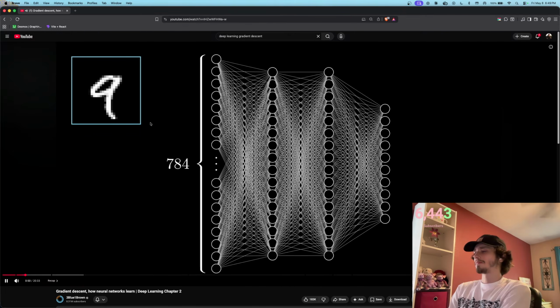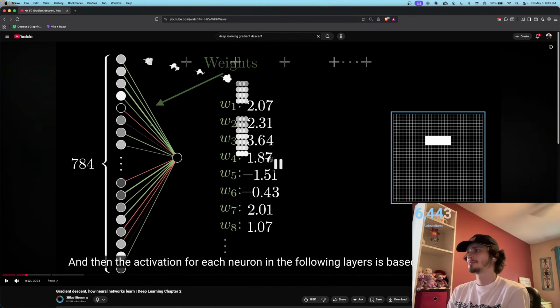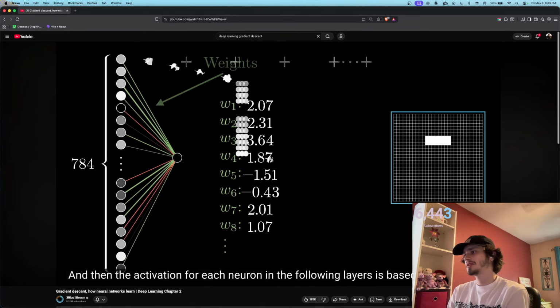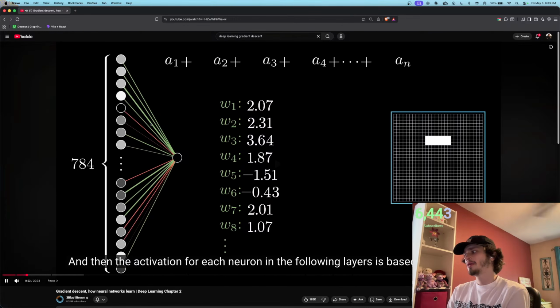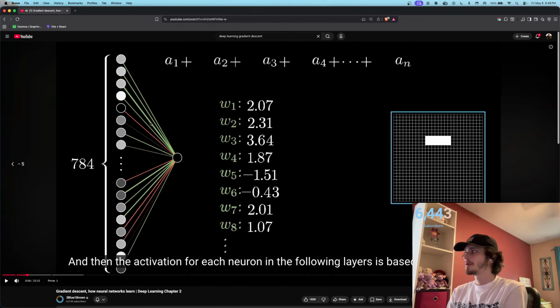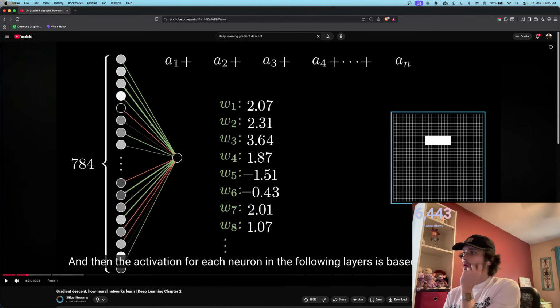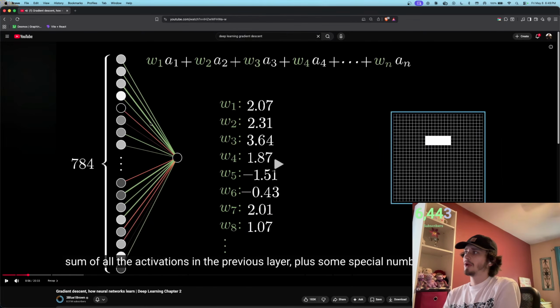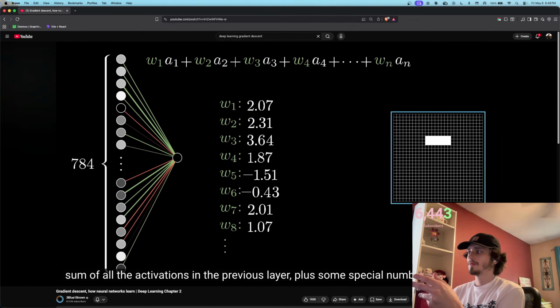Okay, so the activation of each neuron in the following layers is based on a weighted sum of all the activations in the previous layer plus some special number. So you feed in all of the input data, all of the raw data pertaining to that image, audio file, text file, whatever.